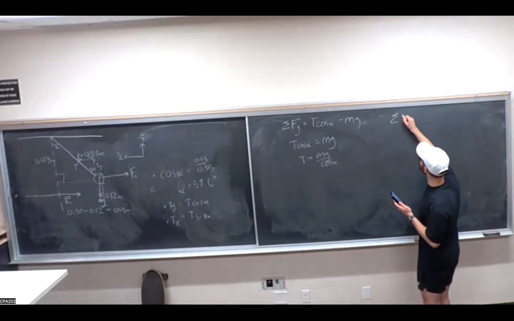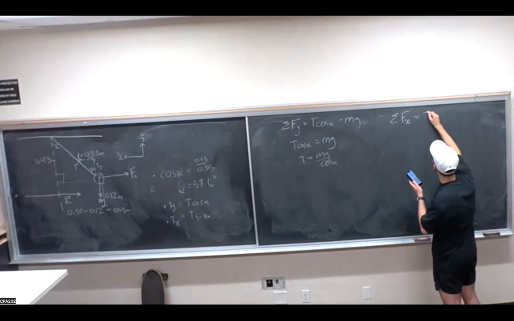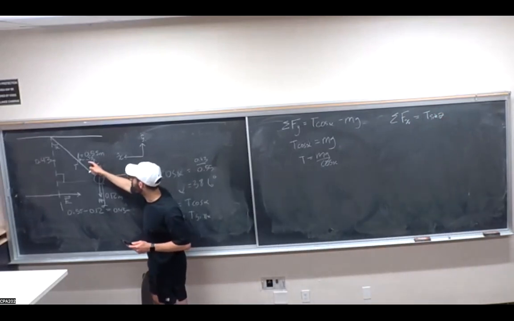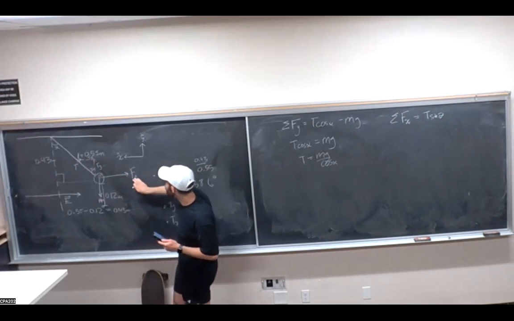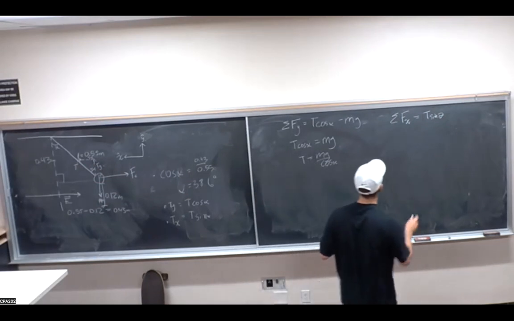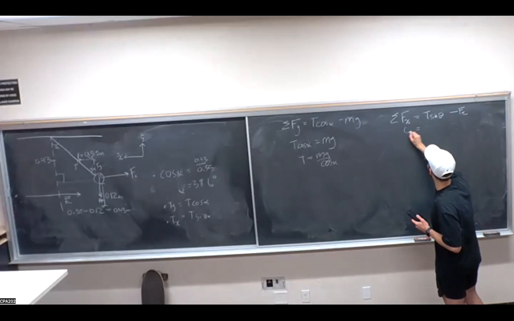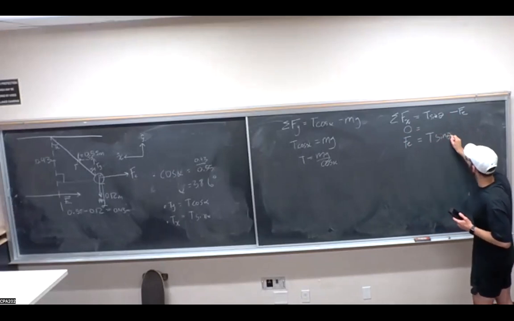So the sum of forces in the x direction equals T sine theta, and that x component of tension agrees with our coordinate system, and it disagrees with our electric force there. So it's going to be minus Fe. We know it's equal to 0 again, so we can bring Fe to the other side, and it becomes positive. Very nice to work with. And T sine theta.